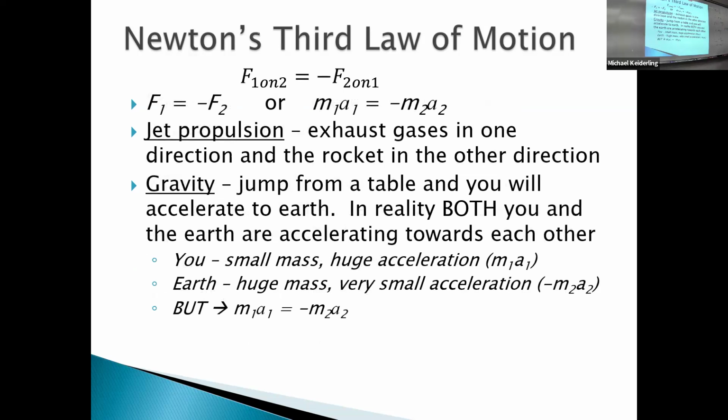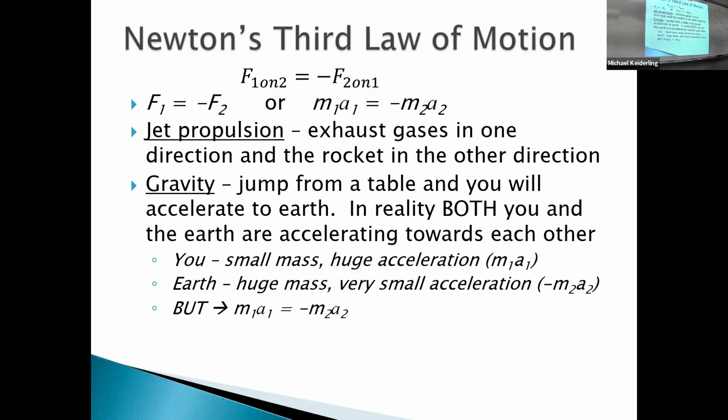So an example is jet propulsion. Exhaust gases are pushed in one direction, and the balloon is pushed in the opposite direction. Or a rocket, for example, or gravity.